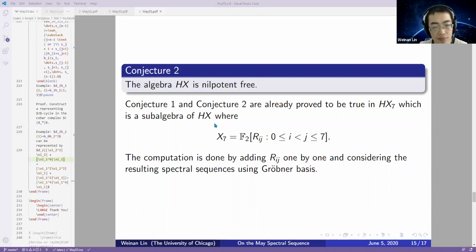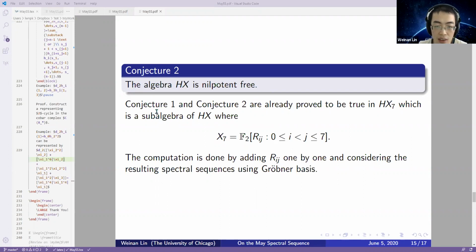And I also have another conjecture. It's quite interesting that the E2 page of May, we haven't verified that yet for the whole algebra, but at least for the lower degree computations, low stem computations, the algebra is nilpotent free.